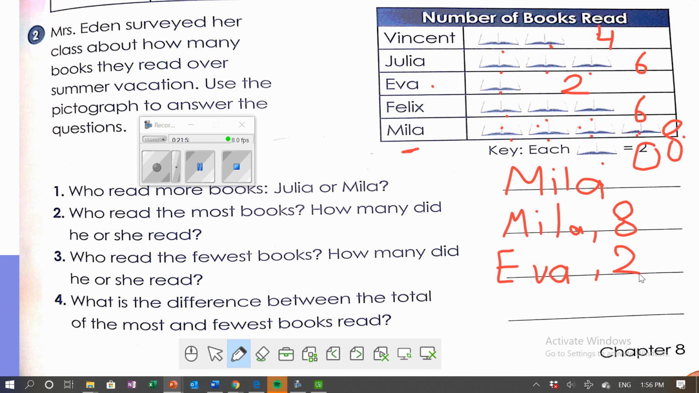What's the difference between the total of the most and the fewest books? So where is the most? The most is 8. And where is the fewest? It's Eva. The difference means subtraction. Subtracting 8 minus 2, the answer is 6 books. So that's it. The next.